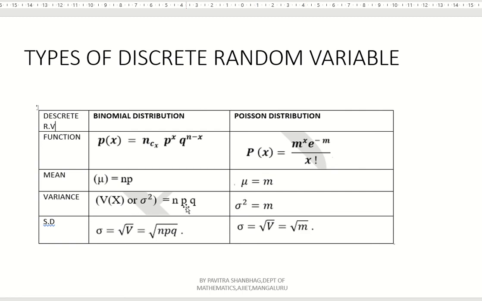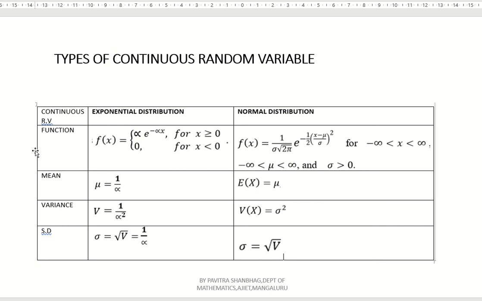Okay. Now in the previous class we discussed problems related to binomial distribution as well as Poisson distribution. Now what are the types of continuous random variable? That is also very important. In the case of a continuous random variable, there are two types of distributions. One is exponential distribution, another one is normal distribution.